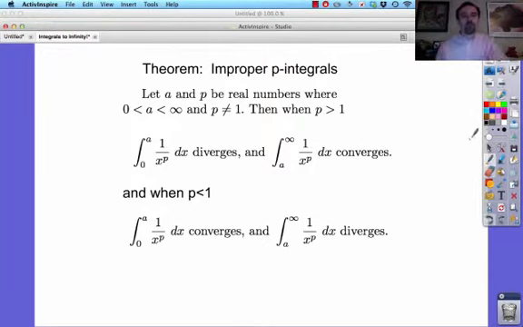We're looking at the improper p integrals, is what we'll call this. a and p are real numbers where a is between 0 and infinity, so a is finite and positive, and p is not equal to 1. So this whole thing doesn't apply to the situation where we have 1 over x. Then when p is greater than 1, that is to say when I have 1 over x to a power greater than 1, so x to the 1.5, x to the 2, x to the anything like that, then if I'm asking what's going on between 0 and a finite number, this region in here diverges, does not have a finite area.